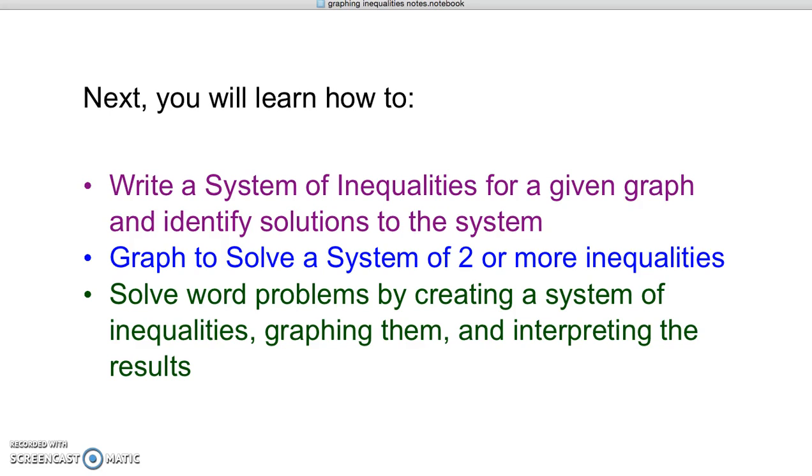In the next videos, you'll learn how to write a system of inequalities for a given graph, and you'll identify solutions to that system. You'll learn to graph to solve a system of 2 or more inequalities. And finally, we'll solve word problems by creating a system of inequalities, graphing them, and then interpreting the results.